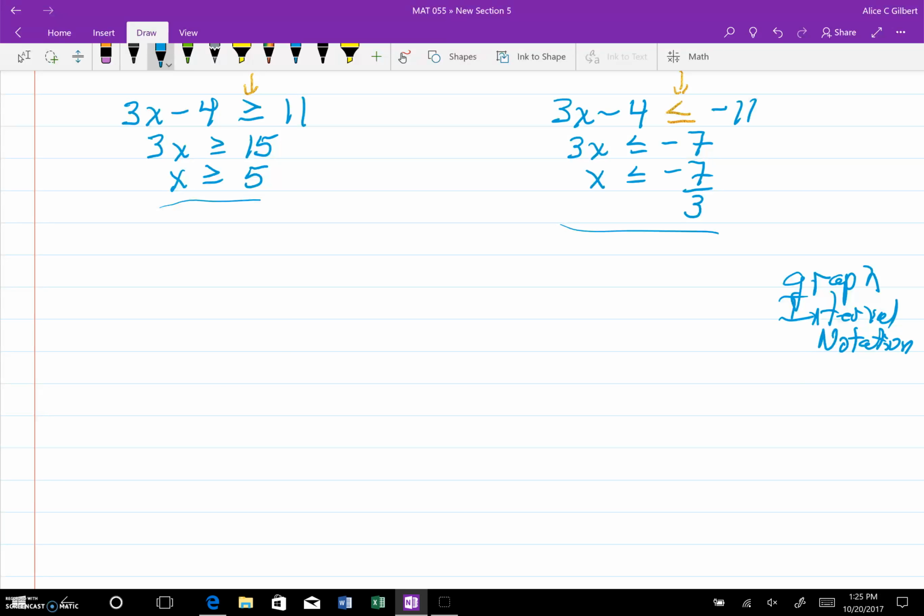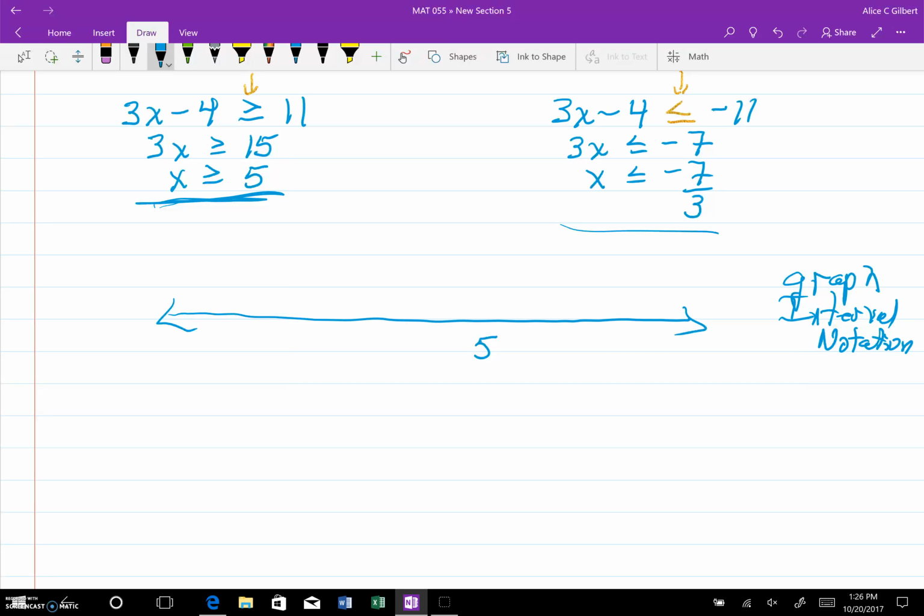Okay, so let's make a graph first. It always works much better for us to make a graph. And so I just do a long line with arrows on both ends, meaning it keeps going in each direction forever. And now I'm going to look at this x is greater than or equal to 5. So I know somewhere in here there's a 5. Don't put in all the numbers or little tick marks, just label the 5.